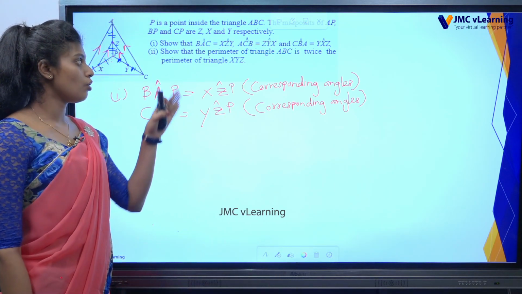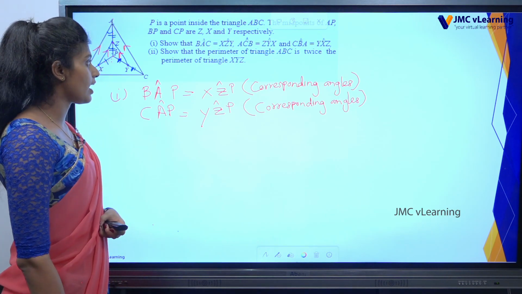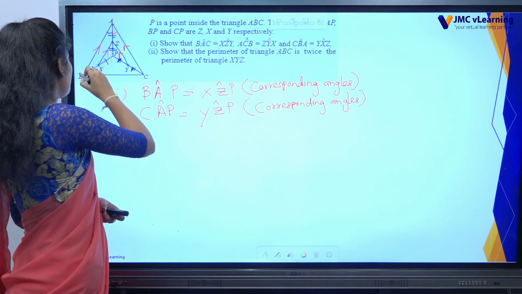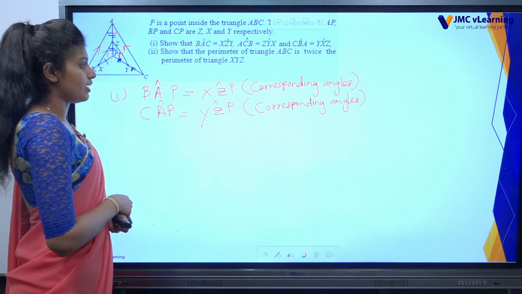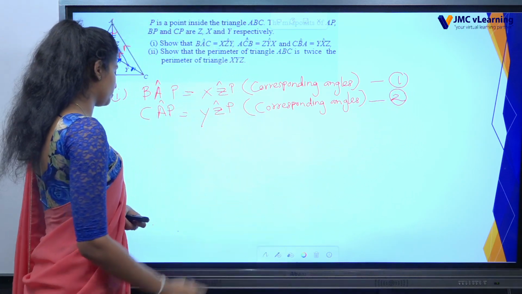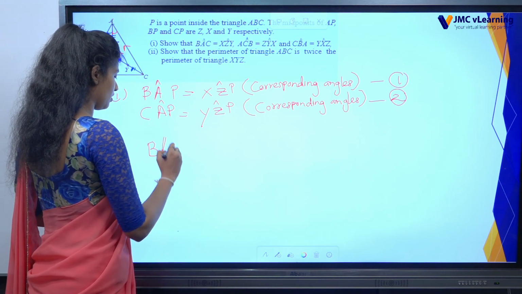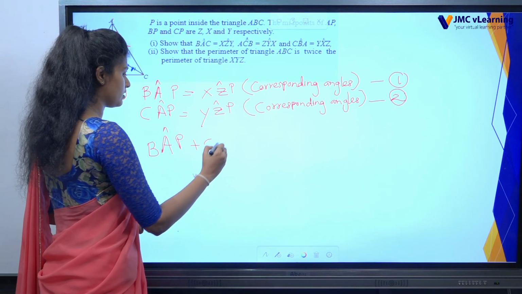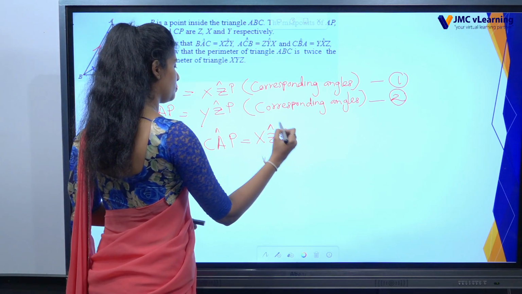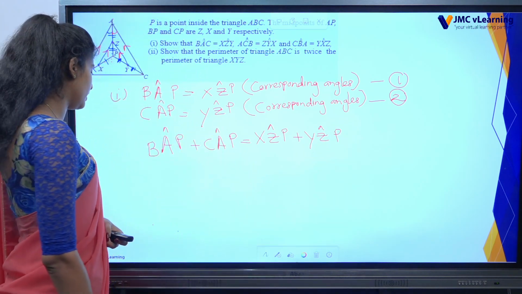Okay, now we have to show BAC angle is equal to XZY angle. So, by adding these two, we can take the BAC angle. Let's add the first one and second one. Then BAP add CAP is equal to XZP add YZP.